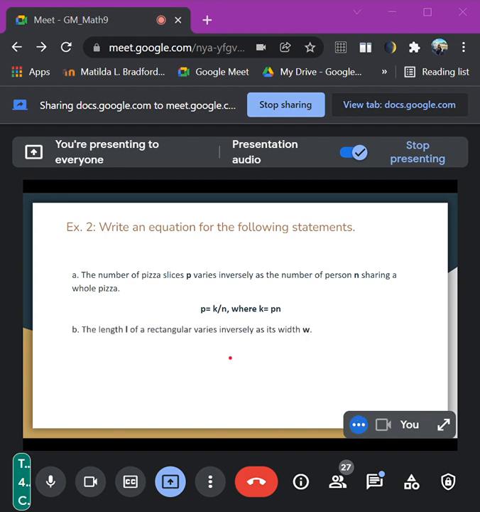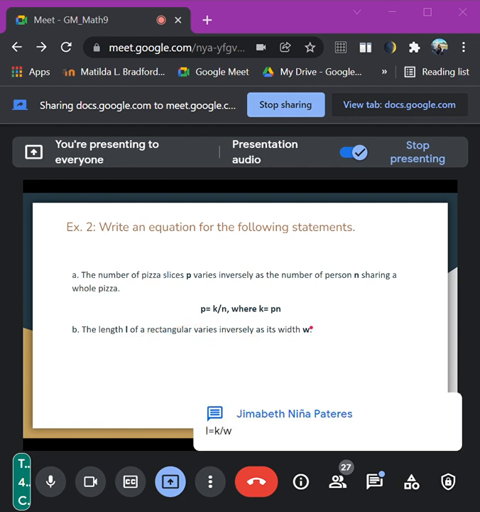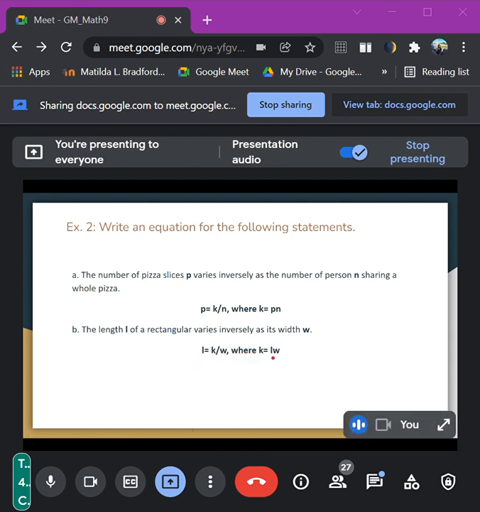The length L of a rectangle varies inversely as its width. Length of a rectangle varies inversely. L is equal to K over W. Very good. And then same as before, K is equal to LW. That is how you're going to get your constant.